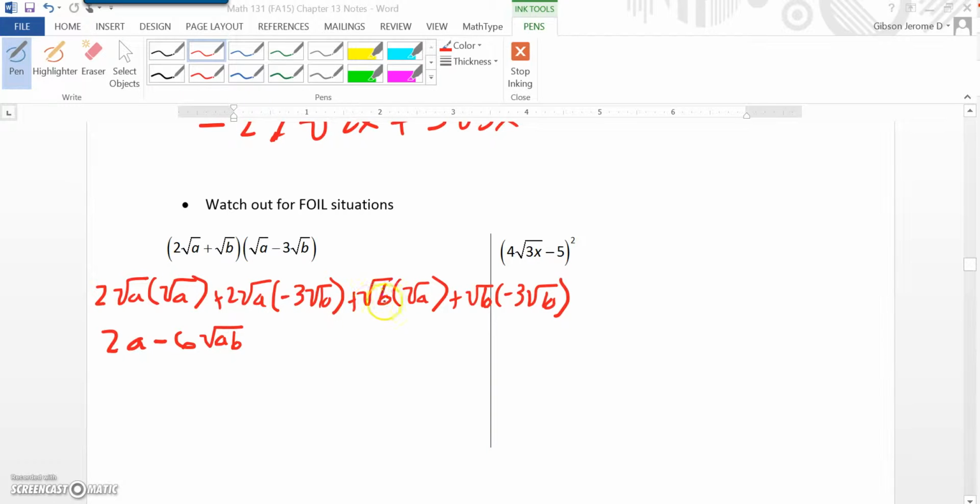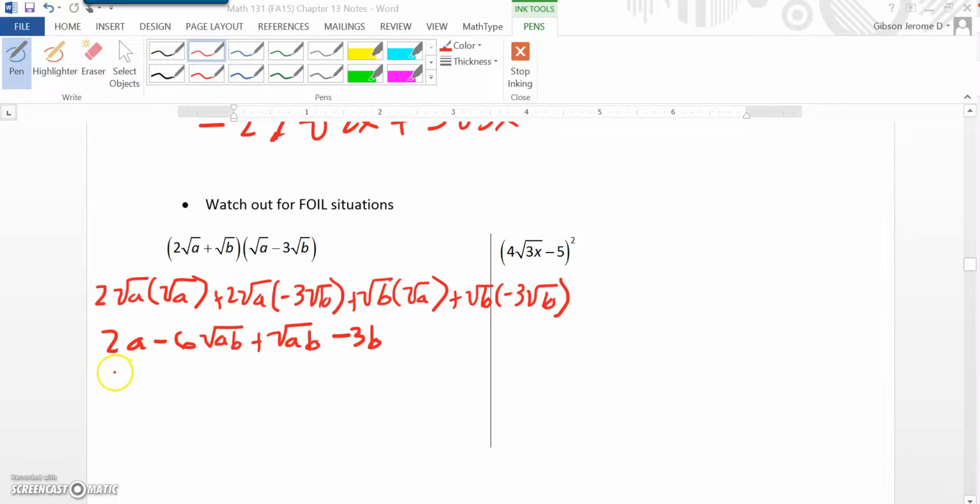Now we will have plus square root of b times the square root of a, which will give us the square root of ab, plus the square root of ab. Then the square root of b times the -3 square root of b. We know square root of b and square root of b is b times -3 will give us -3b.